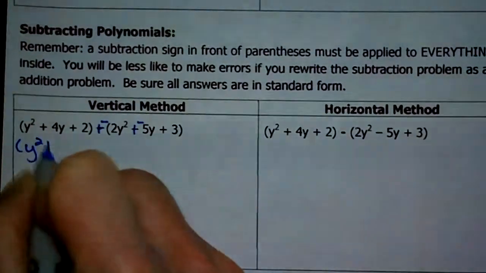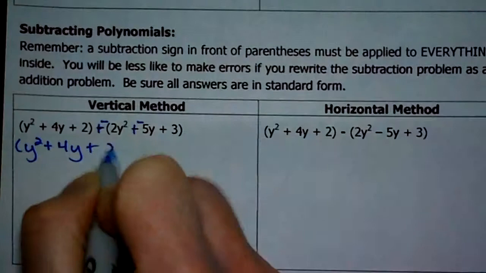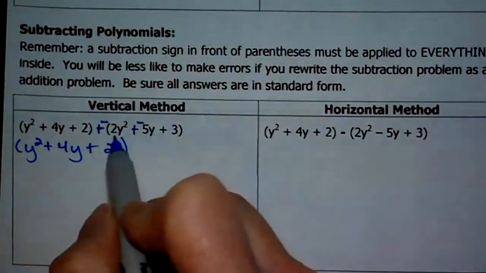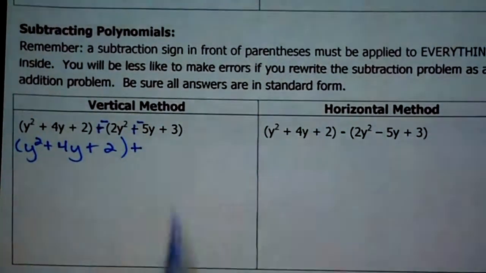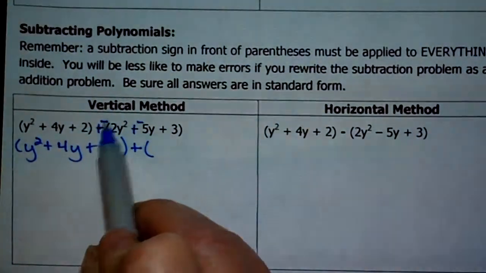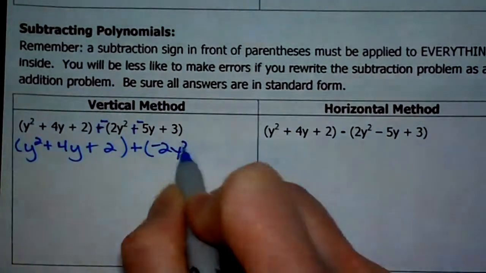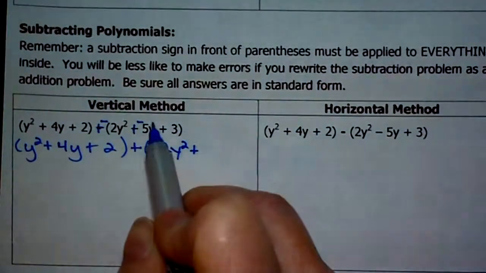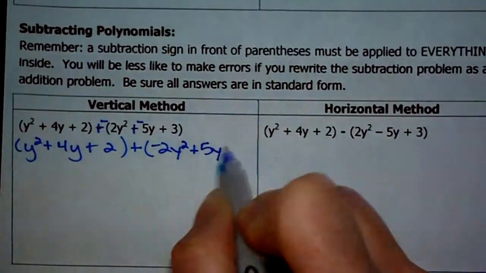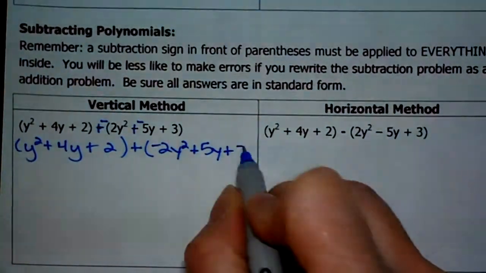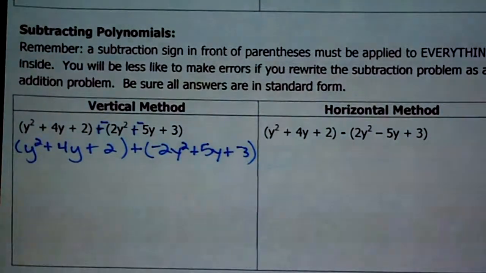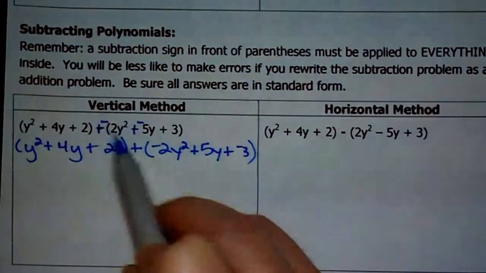This first stays the same, it's fine. But this second problem here, this means take the opposite of everything in there. What's the opposite of a positive 2y squared? It's a negative 2y squared. What's the opposite of a negative 5y? A positive 5y. And what's the opposite of a positive 3? A negative 3. So when you are subtracting polynomials, you have to keep, change everything inside the parentheses that follows the subtraction sign. Because it means add the opposite of all that stuff.